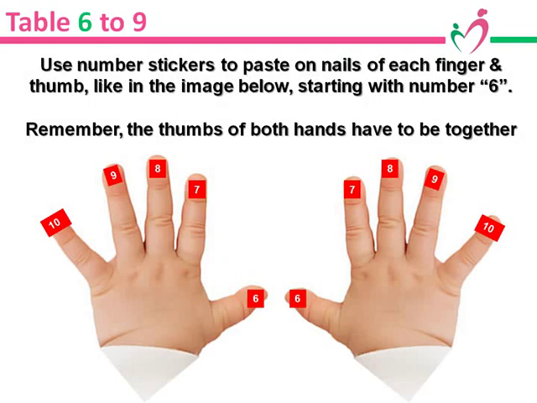Children are going to love this. All children have to use both their hands as shown in the image below. You can take stickers with numbers 6 to 10, and each child will need 2 sets because, as shown in the stickers, you have to hold the thumbs of both hands together and paste numbers 6 to 10 on each of the nails of the children.